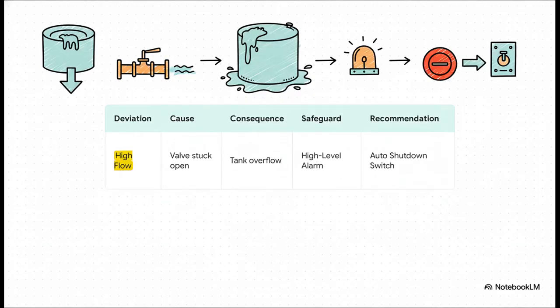And this example just perfectly illustrates how it works. Let's take that deviation, high flow. The team asks, okay, what could cause that? Well, maybe a valve gets stuck open.